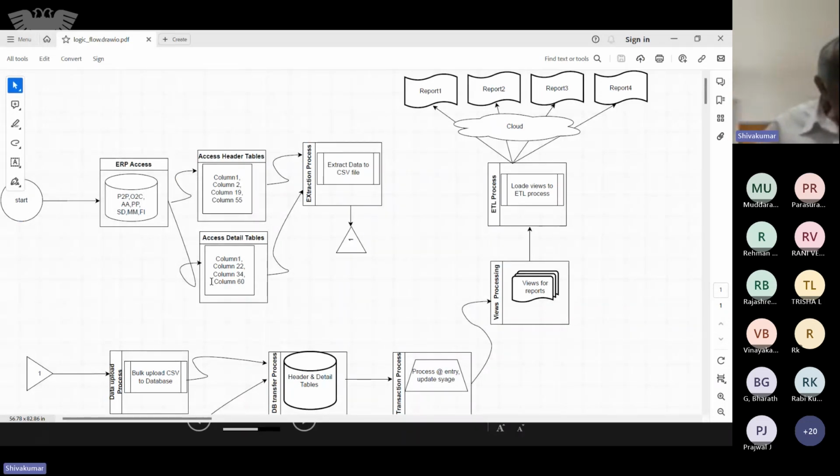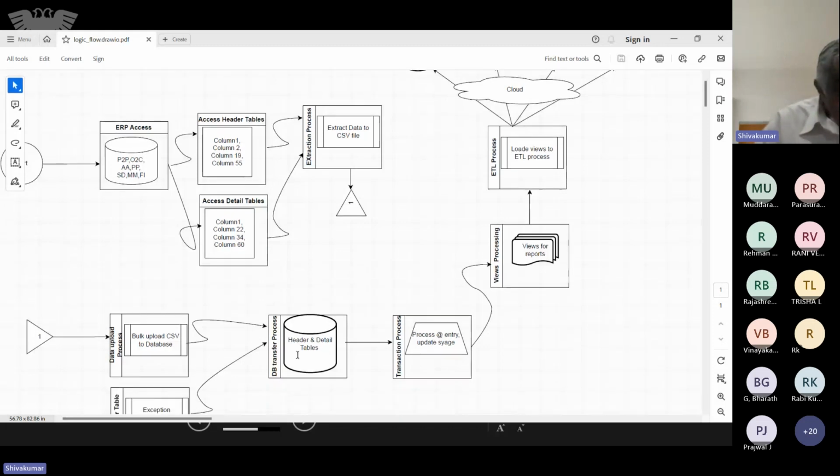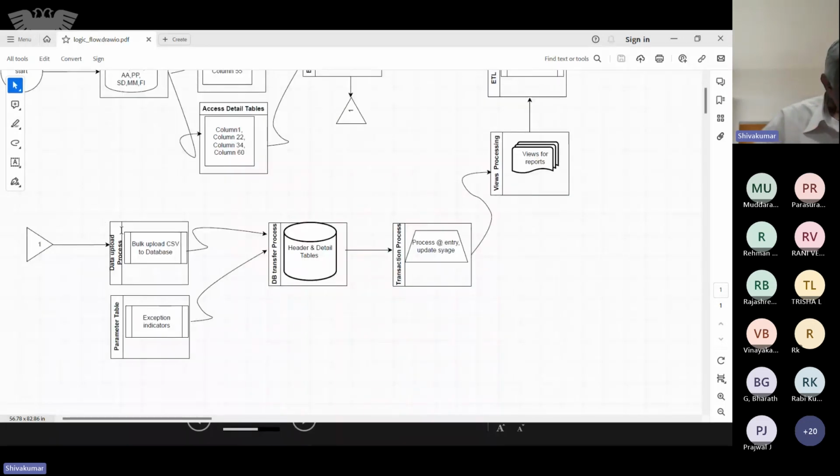The first one is the start, where you take the ERP access, then take which modules you want. And generally ERP has two types of tables. One is called a header table, which is a summary table. Another one is called a detail table, which will give the details of the transactions. You extract them and put them into a CSV file. Then take the CSV file and bulk upload it to the database which you have developed.